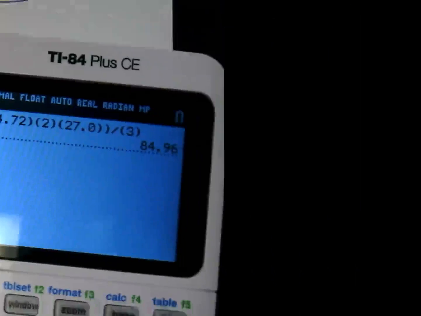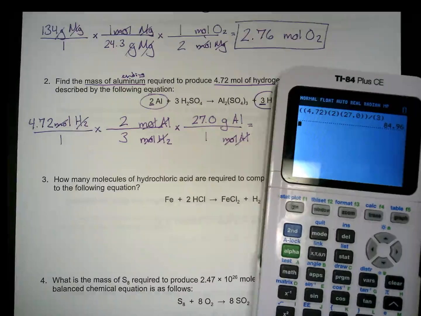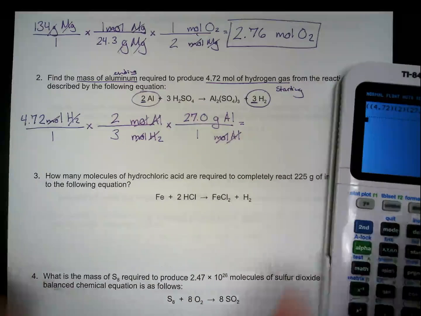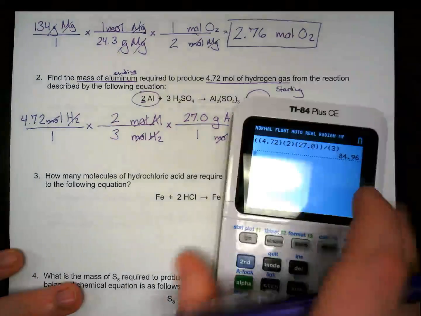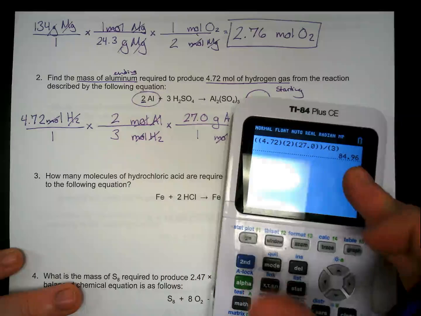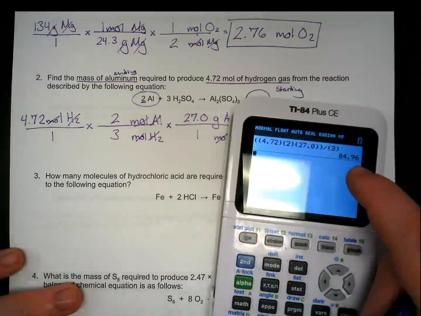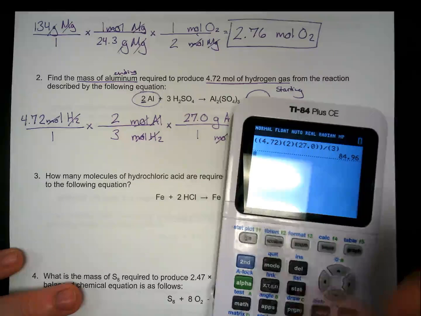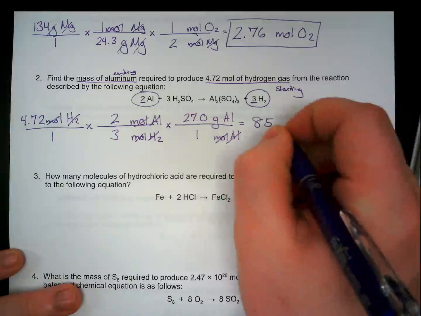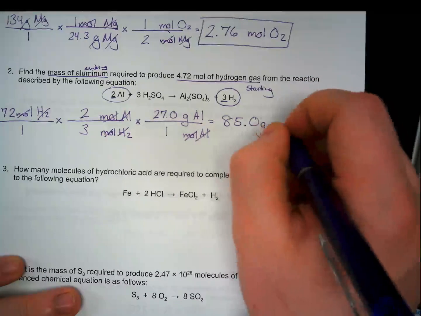Okay, now looking at my number of sig figs that I'm operating with here, it looks like we're operating here with just 3 sig figs. So 84.96, if I were to keep sig figs, first I would see, well, maybe it's 84.9, but there is a 6 next to the 9, so that 9 has to be bumped up. And so actually the answer is going to be 85.0 grams of aluminum.